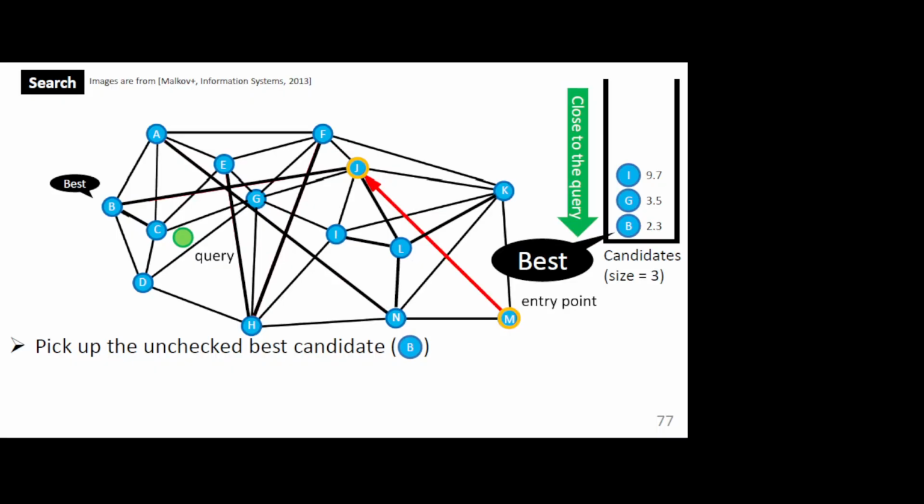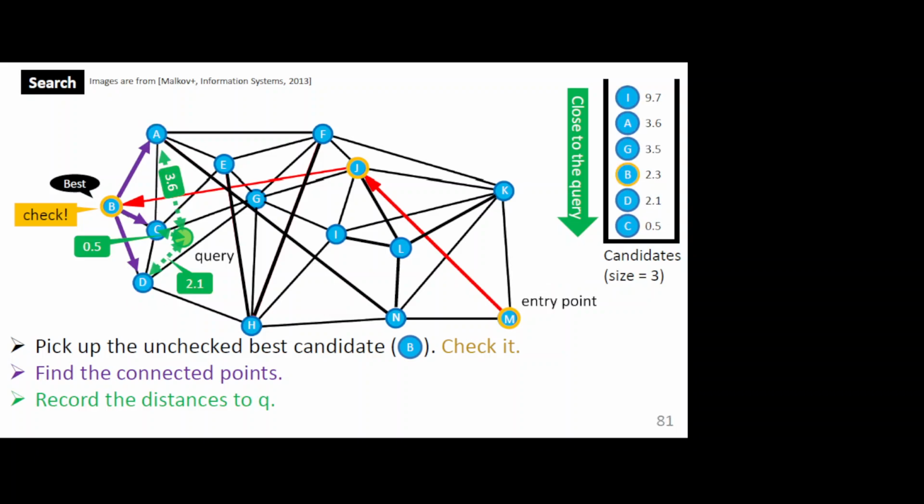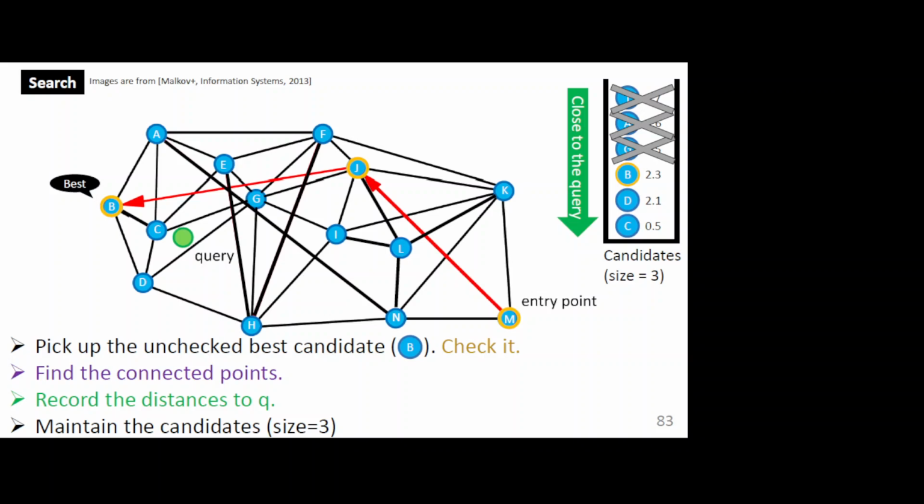At the third iteration, the current best is B here. We check B to see its neighbors. These neighbors here, A, C, D. So again, we compute the distances, and we update our queue here. Okay, so you can find the best 3. Now it's updated like this.